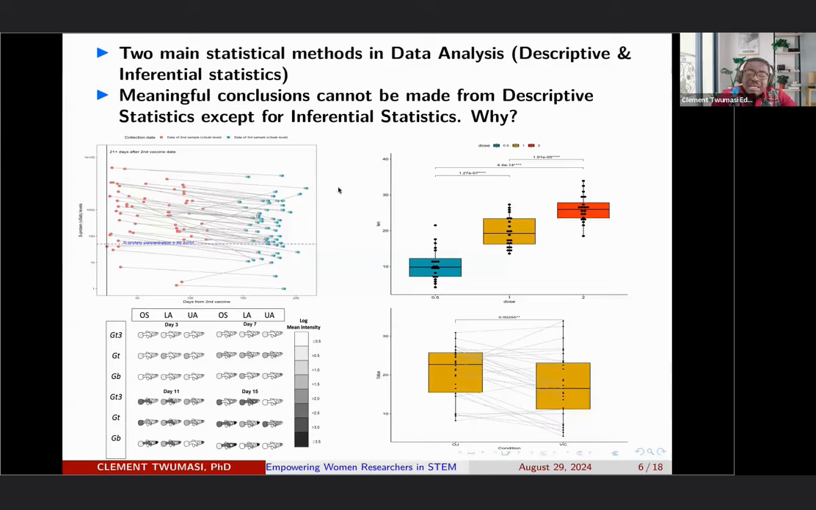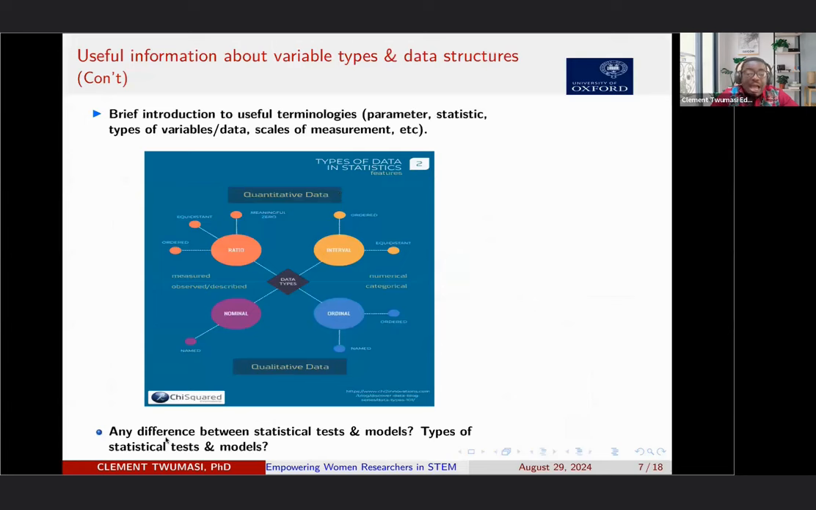Now, bear in mind that when you talk about inferential statistics, it's not only about statistical tests. Inferential statistics have got to do with statistical tests and statistical models. So we are going to talk a bit about that very soon. But before then, there are a few terminologies I want us to understand. I'm sure most of you probably must have heard them before.